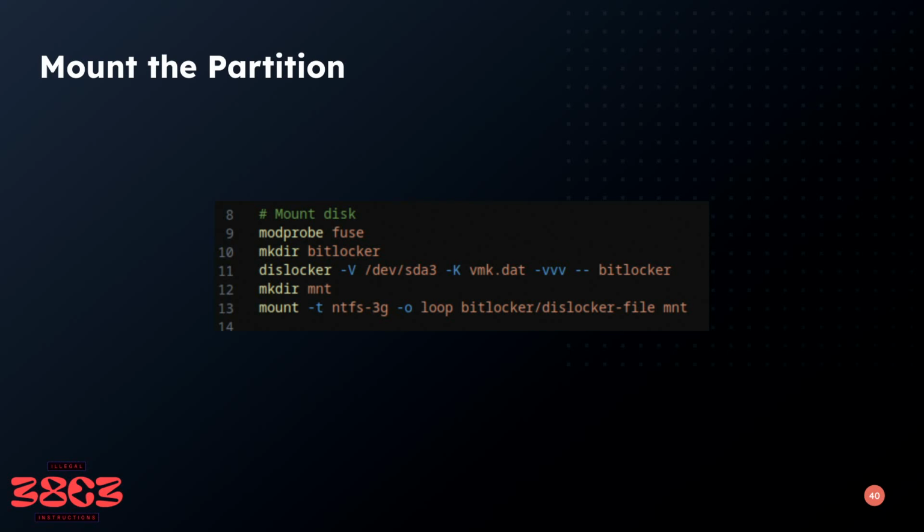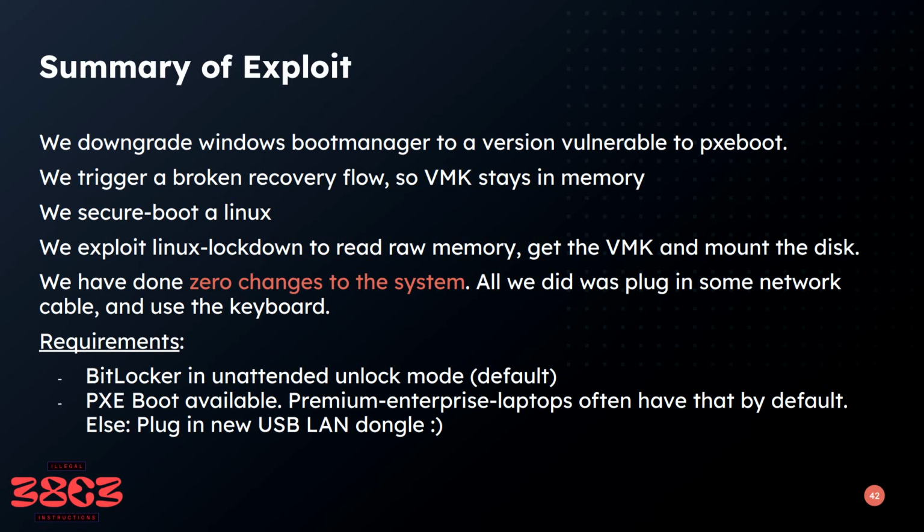Perfect. So this is another short summary of what you just saw. We downgrade the boot manager. We trigger the broken recovery flow. We secure boot into Linux. We exploit the Linux lockdown mode to get the raw memory. And we have done zero changes to the system. This is all just network only.